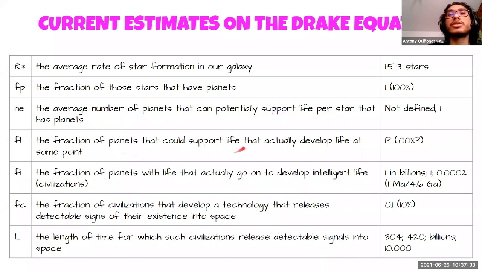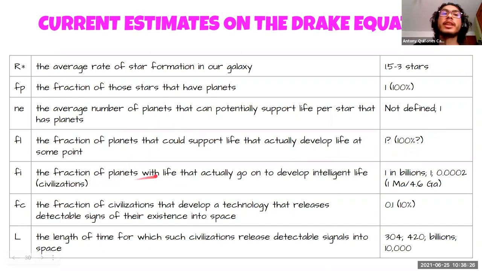Now, the amount of planets that could support life that actually develop life at some point. It is thought to be 100%. We don't have certainty for that since we have only been based on life on Earth and only one type of life. Geologically speaking, there is no real difference in time between when the conditions on Earth were suitable for life to be possible and the emergence of life. So it is thought that as soon as a planet or a moon has the perfect conditions for life to happen, life will happen. That's why we have an estimate of 100%.